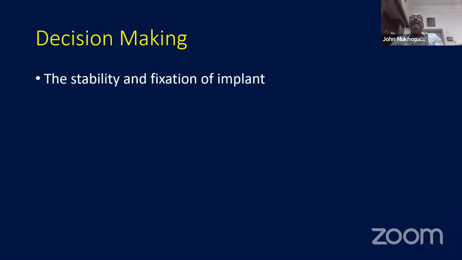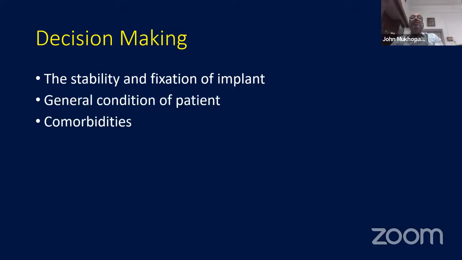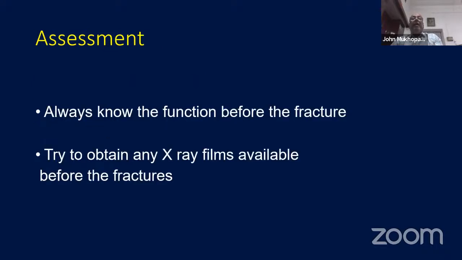Your decision making really has 3 or 4 things to look into. One is the stability of the fixation of the implant, the general condition of the patient and any comorbidities, the life expectation, which is again related to the general condition, age and comorbidities, and the bone stock, which is related to osteoporosis and sometimes disuse, which may happen.